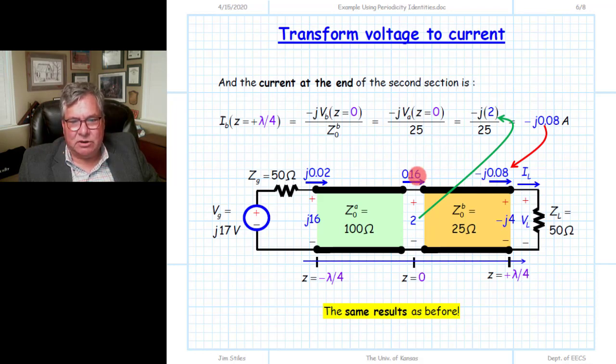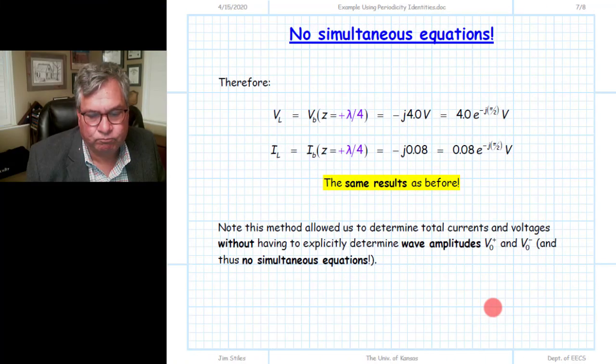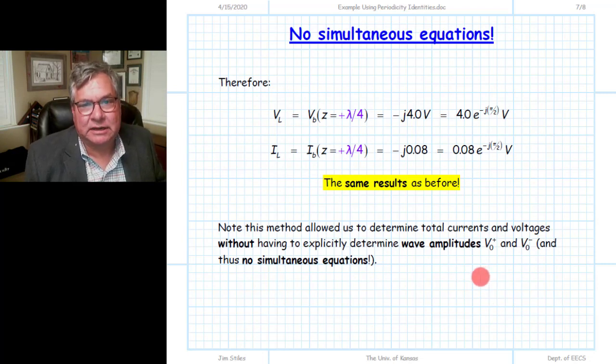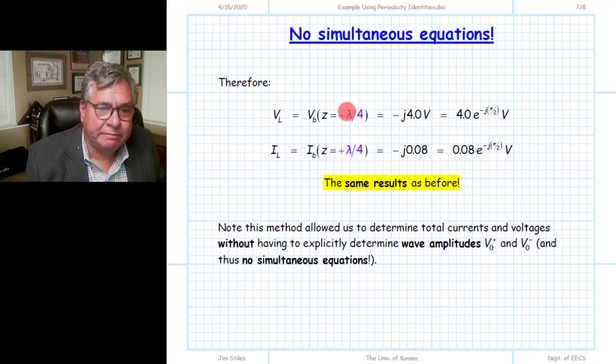So once again, this current led to this voltage, and this voltage led to this current. We could almost instantaneously determine these values simply by using these identities. And so once we know the voltage and current at the end of that last line, we know by KVL that the load voltage must also be equal to minus j4, and the load current must also be equal to minus j0.08. So we get our solution.